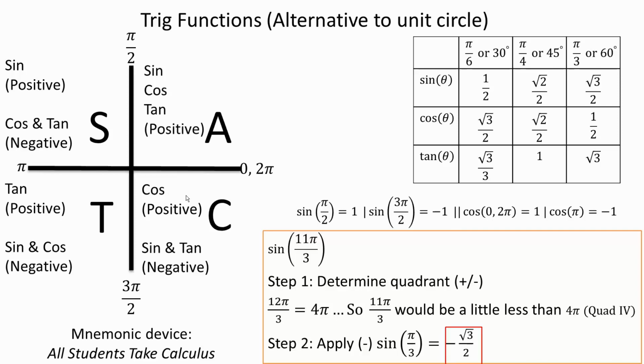We know that sine 11 pi over 3 will be negative because it's in the fourth quadrant, and only cosine is positive. So the answer would be negative sine of pi over 3. We know sine pi over 3 corresponds to the square root of 3 divided by 2. And so sine 11 pi over 3 would be negative the square root of 3 divided by 2. And that's pretty much it for this reference video.